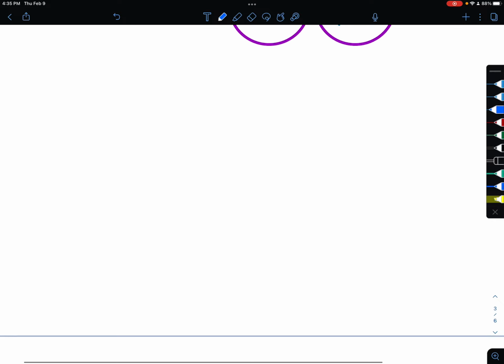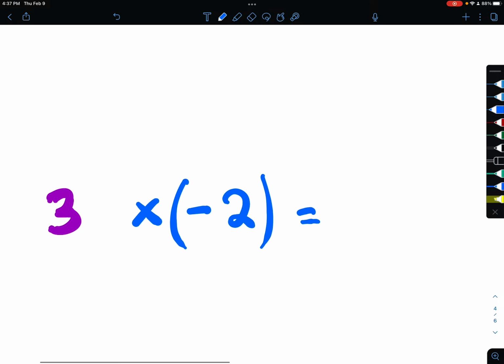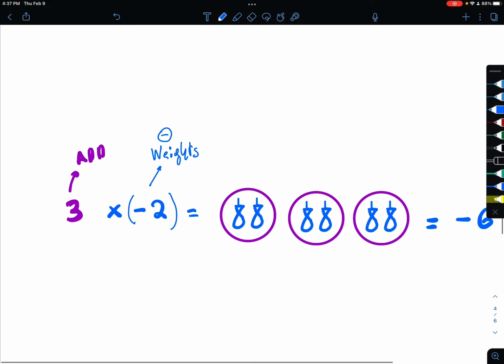Okay, so what if we have some negatives? Well, what about this? If it's 3 times negative 2. Well, the first number means positive, so I'm going to add 3 groups. And the number between brackets is negative 2, so those are weights. So if I'm adding 3 groups of weights, what would the picture look like?